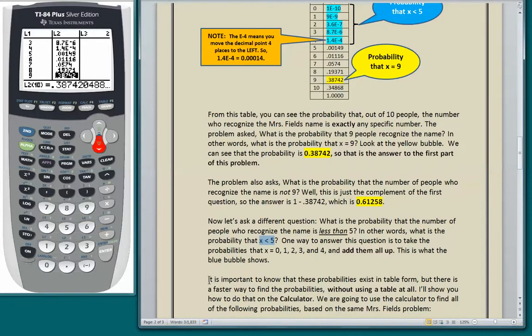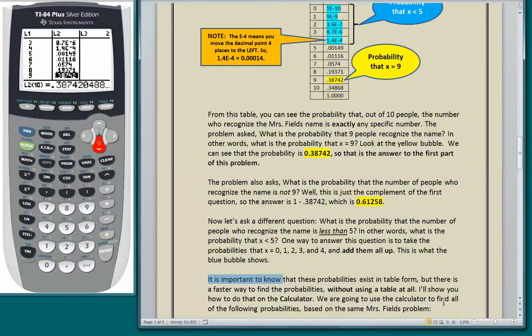Let's look at this paragraph down here. It is important to know that these probabilities exist in table form, and you can always find them that way. But there's a faster way to find the probabilities without using the table at all, without using any table. We'll see now how to do that on the calculator.